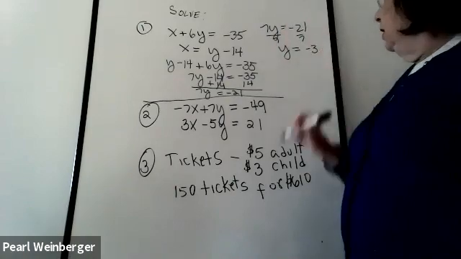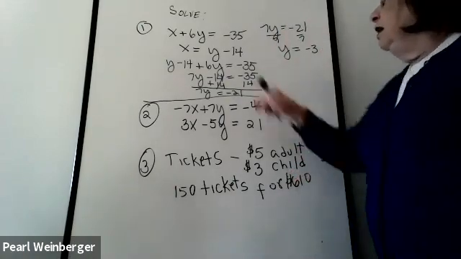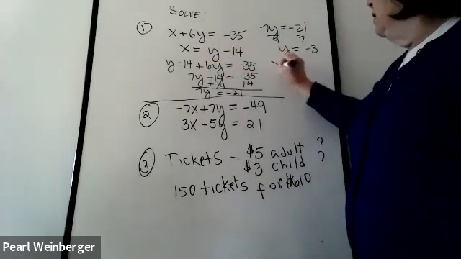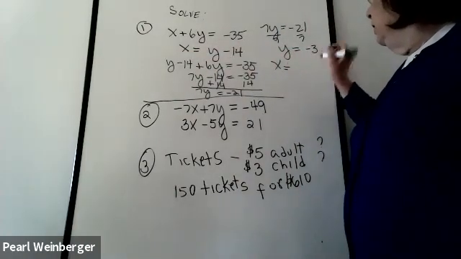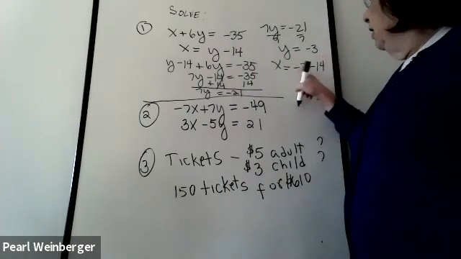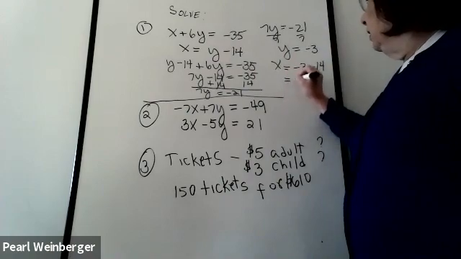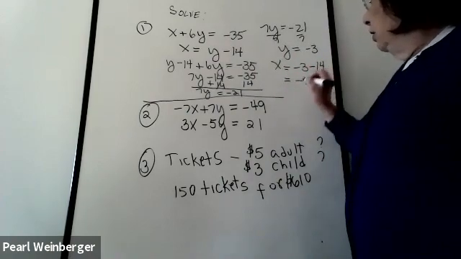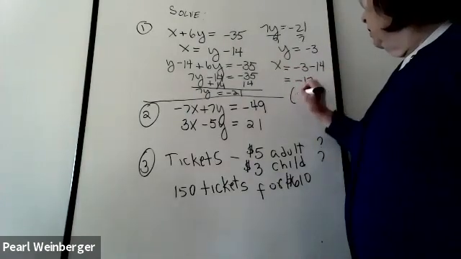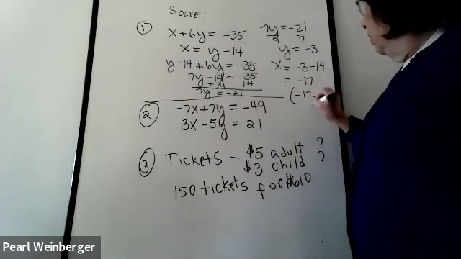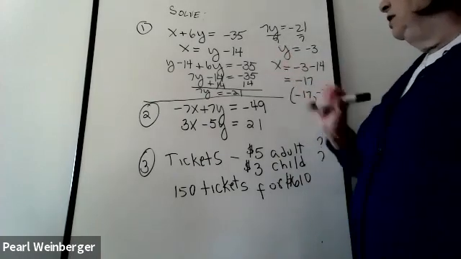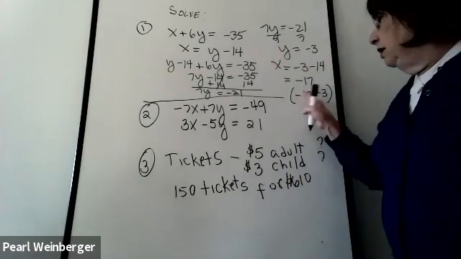And then I can go back to this equation, which tells me that x equals y, which I now know is negative 3, minus 14. Negative 3 and negative 14 gives me negative 17. So your solution is x is negative 17, y is negative 3. You could write it separately like this, that's acceptable, or you can write it as an ordered pair.